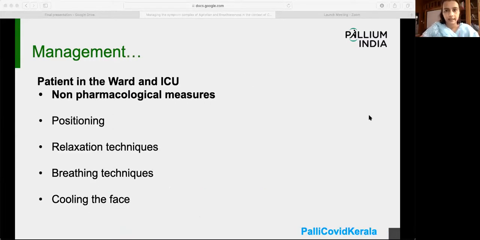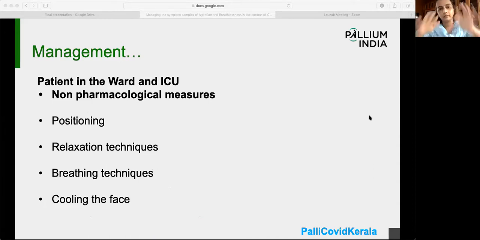Now, how do you manage a patient? When we manage a patient, in our algorithm, we have divided into pharmacological and non-pharmacological management. We've also divided the algorithm as patient management ward and patient ICU. And there are some subtle differences between the two, which you'll understand as I proceed through the session.